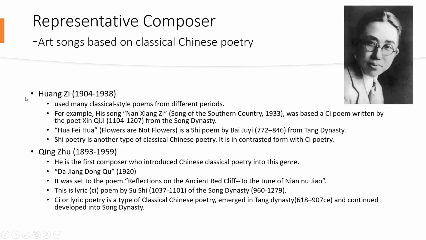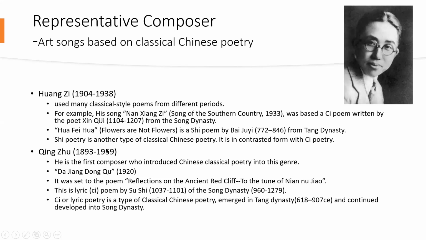The first one is Huang Zi. He used many classical style poems from different periods. Here I list some examples, and the first one is Nan Xiangzi. It means Song of the Southern Country. It was based on a Ci poem written by the poet Xin Qiji from the Song dynasty.